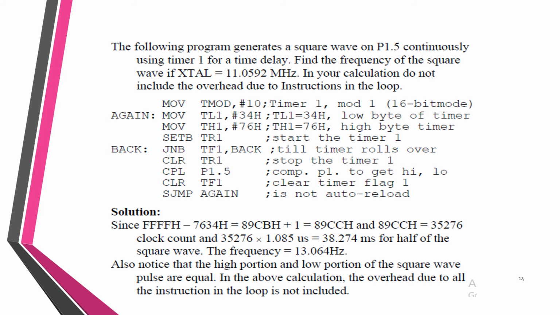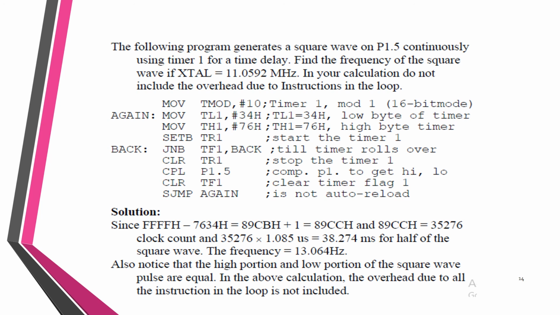Now what will be the frequency? You can see here our uppermost limit for the 16-bit timer is FFFF. Minus 7634: you can see TL1 is loaded with 34 and TH1 is loaded with 76, so the total number is 7634H. Now the subtraction results in 89CBH, and plus 1, because for rollover we want one more. So the total is 89CC.